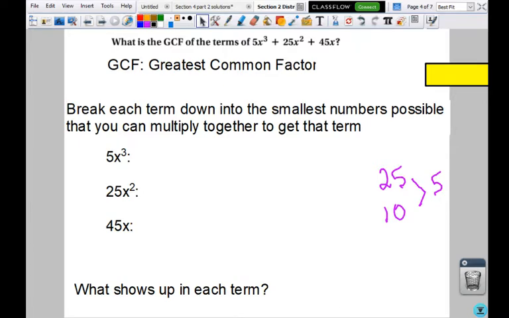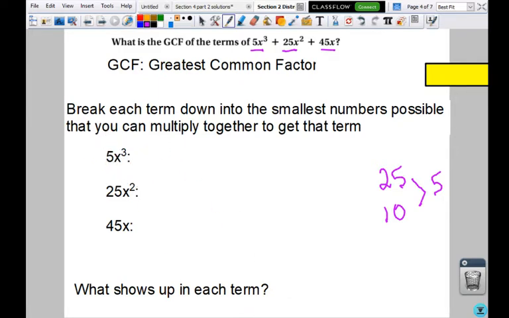So we're going to find the greatest common factor of 5x to the third plus 25x squared plus 45x. And I'm going to show all the steps. Even if you could look at it and see it, I'm still going to show everything. To find the greatest common factor, I'm going to look at each individual term. Remember, a term is the stuff separated by pluses and minuses. I'm going to look at my first term, 5x to the third, and split this up as much as I possibly can by multiplying it together.